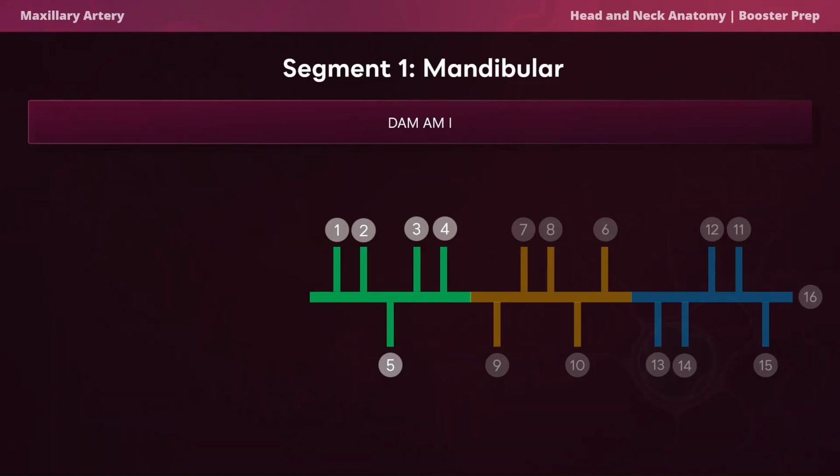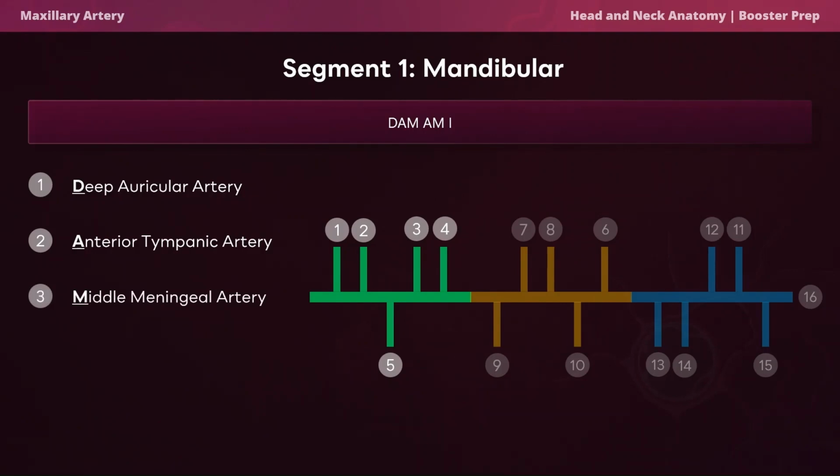So looking at the first segment, we have the deep auricular artery, the anterior tympanic artery, the middle meningeal artery, the accessory meningeal artery, and the inferior alveolar artery. So the deep auricular artery supplies the ear canal, the outer layer of the eardrum, and additional vasculature to the TMJ. The anterior tympanic artery supplies the tympanic cavity, or the middle ear, the inner layer of the eardrum, and the ear ossicles. The middle meningeal artery supplies the dura mater of the brain, bones of the cranial vault, and the frontal and parietal regions of the skull.